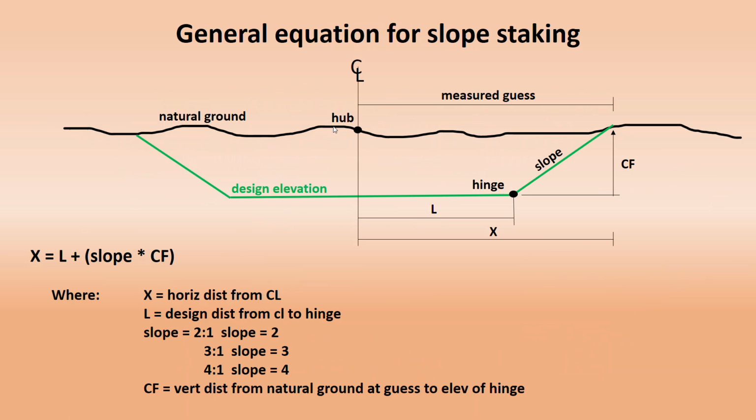So this is a scenario that illustrates the variables that we need to go over when we start slope stake calculations. You can see the natural ground that we have here. I have a pretty typical design elevation and a design cross-section. We have a centerline hub, so we're assuming some sort of construction staking has occurred and centerline points for this proposed road have been established in the ground.